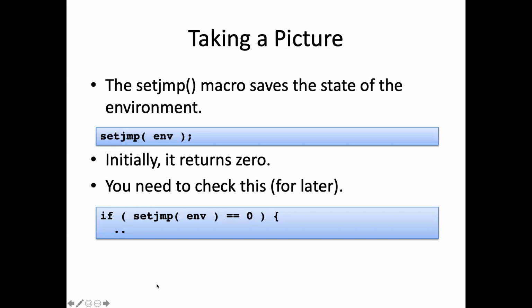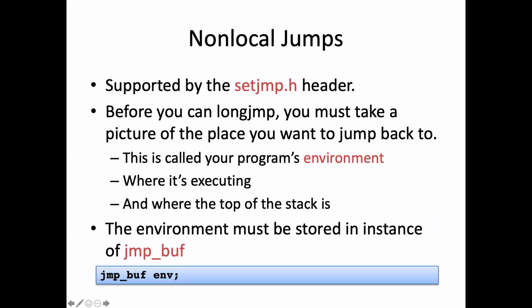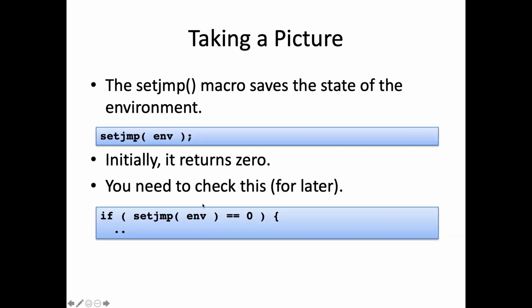The way you take a picture of where you are on the stack is with this call, setjmp. As a parameter, it takes the environment that we were just talking about. So this env is a variable of jmp_buf type. You can declare as many of these as you want. And then when you want to do something that's kind of like a try block, you can call setjmp, and that remembers where you were in the code and where you were on the stack.